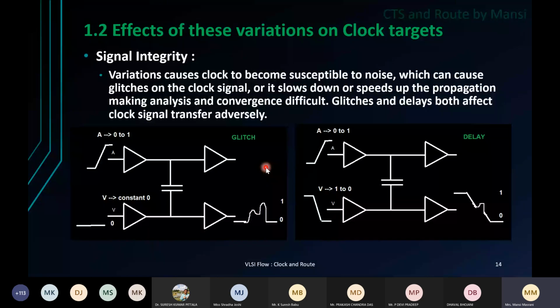The two differences you please remember: whenever the victim is going to be constant, there is going to be a glitch. Whenever the victim is transitioning from 1 to 0 or 0 to 1, there is going to be a delay.